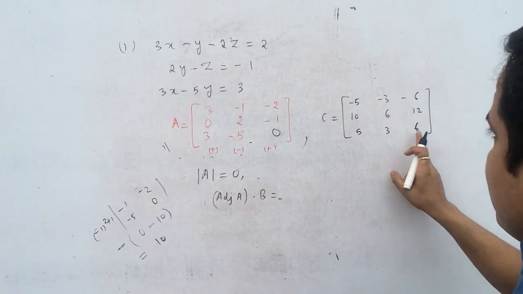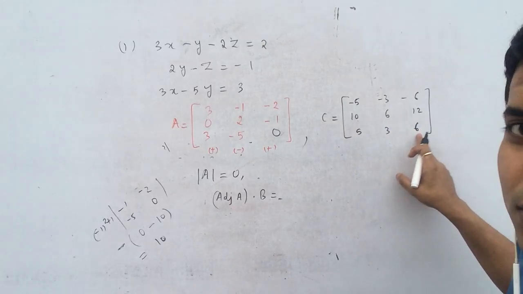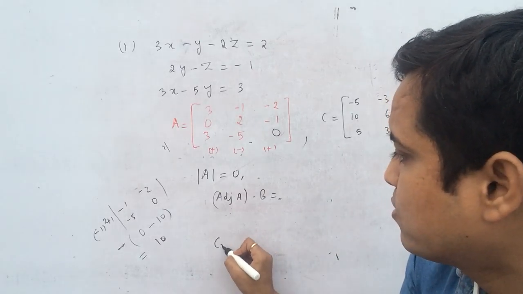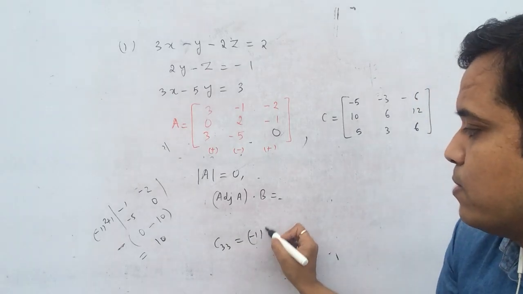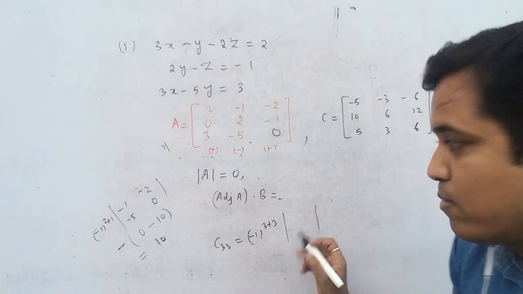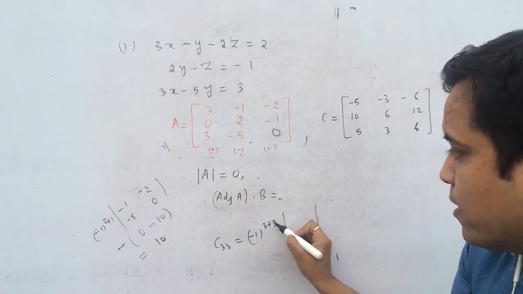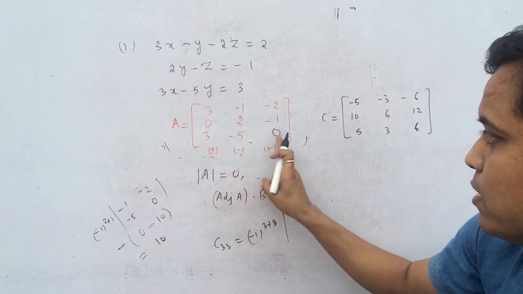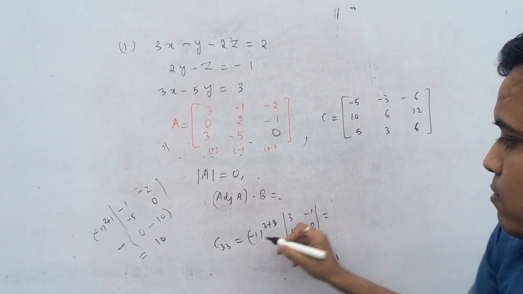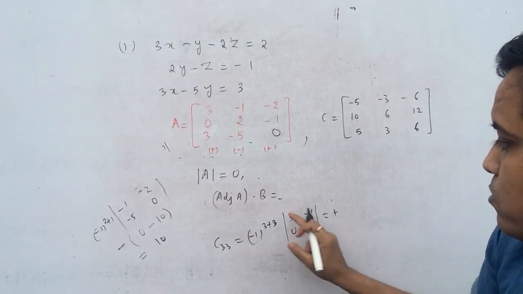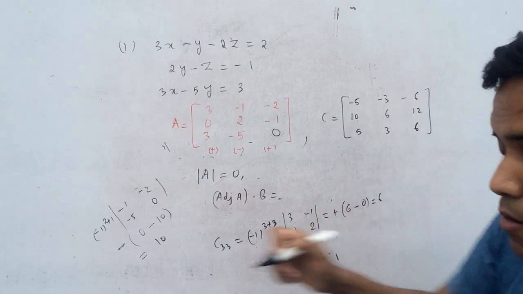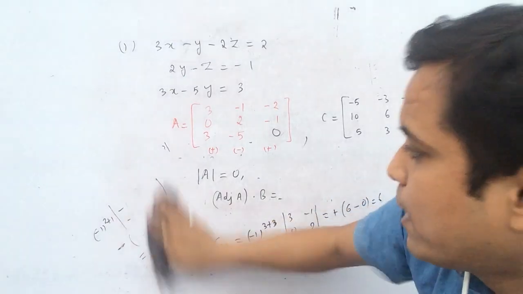If I want to find this, what is this? Third element of third row and third column. This is C33. So how would you find this? C33 is actually minus 1 raised to power 3 plus 3, that is i plus j, and the minor you obtain after removing third row and third column. What would you get? 3 0 minus 1 2. Even power gives positive 1, and 6 minus 0, that is 6. So in this way you can find the minor.